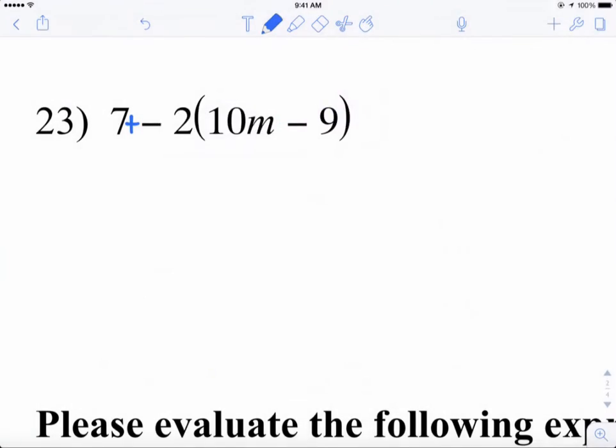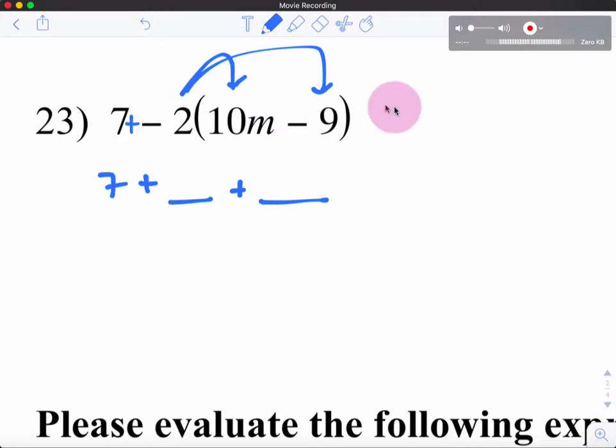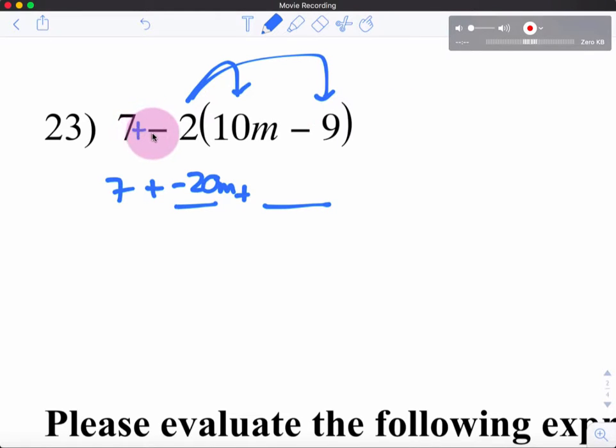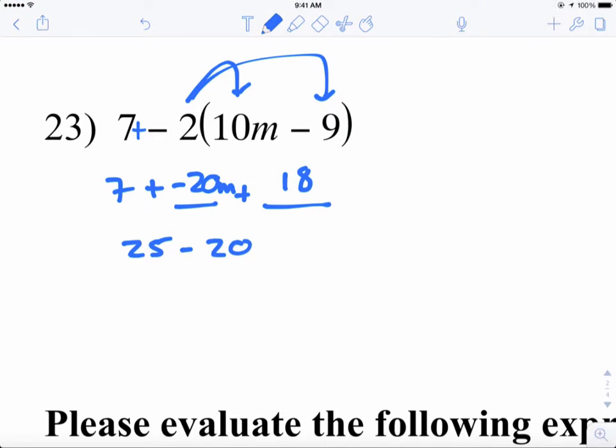So I think our next line should read 7 plus something else, right? We're going to be distributing this negative 2, and we're going to have two mini products, if you will. Negative 2 multiplied by 10m, that's not so bad. That is negative 20m. It is really easy to lose track of this on the next line, though. Negative 2 times negative 9 is positive 18. Aha! Very easy to lose track of the fact that we're actually going to end up with positive 18 here. 7 plus 18 is 25, and then minus 20m.